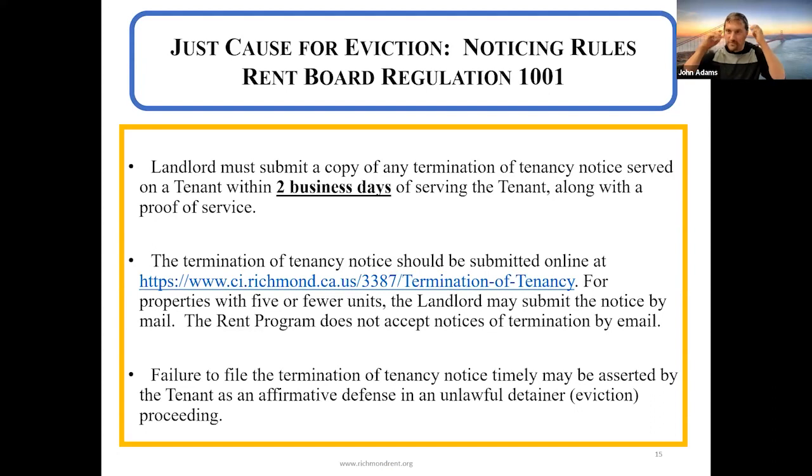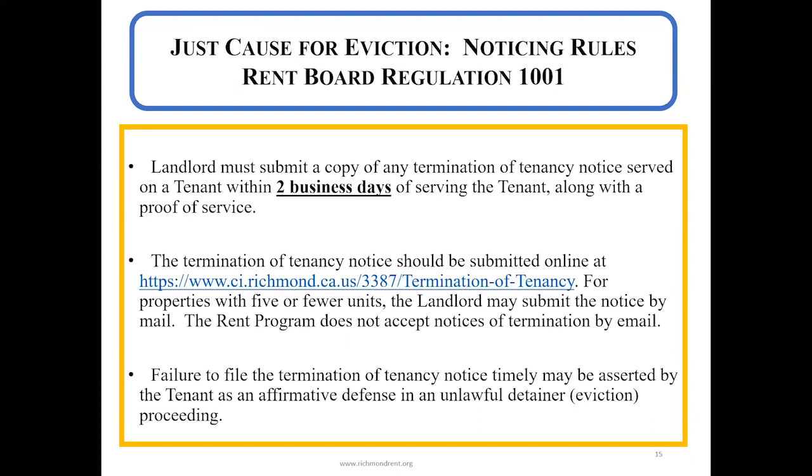Finally, the Richmond Ordinance also requires that within 2 business days of serving the tenant any notice of termination, a copy of that notice is given to the rent program. Finalmente, el programa de renta también requiere que si se le da aviso a los inquilinos de estas situaciones, entre 2 días también se le debe de mandar una copia de esos avisos a la programa de renta. The rent ordinance states that this notice should be uploaded to the Richmond Rent Program's online portal.